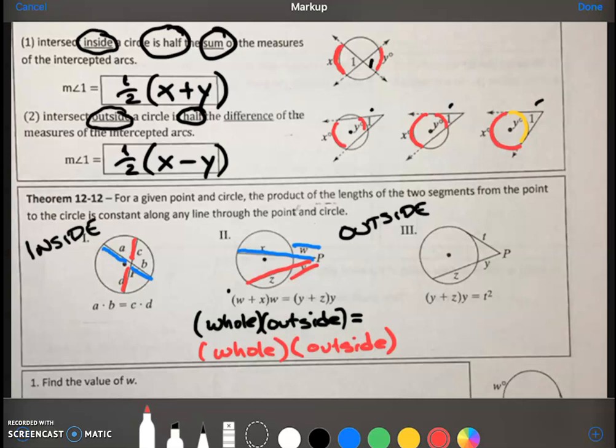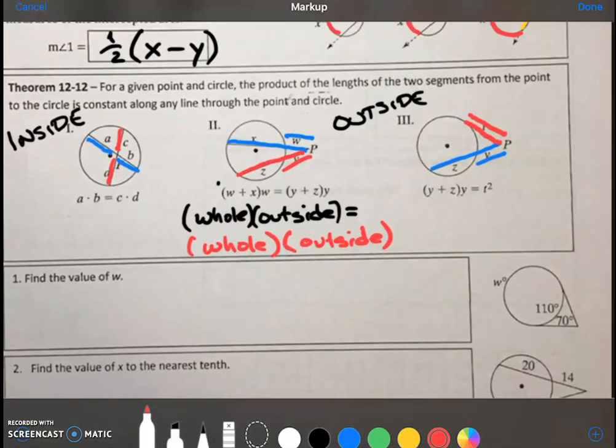And the same would be with this one. The only difference with this third picture here is the whole line here in blue times the outside portion, which is just segment Y. And then the whole line here is a tangent line, so it's both the whole line and the outside portion. But you would multiply those 2 reds, and that would equal the long blue times the short blue.